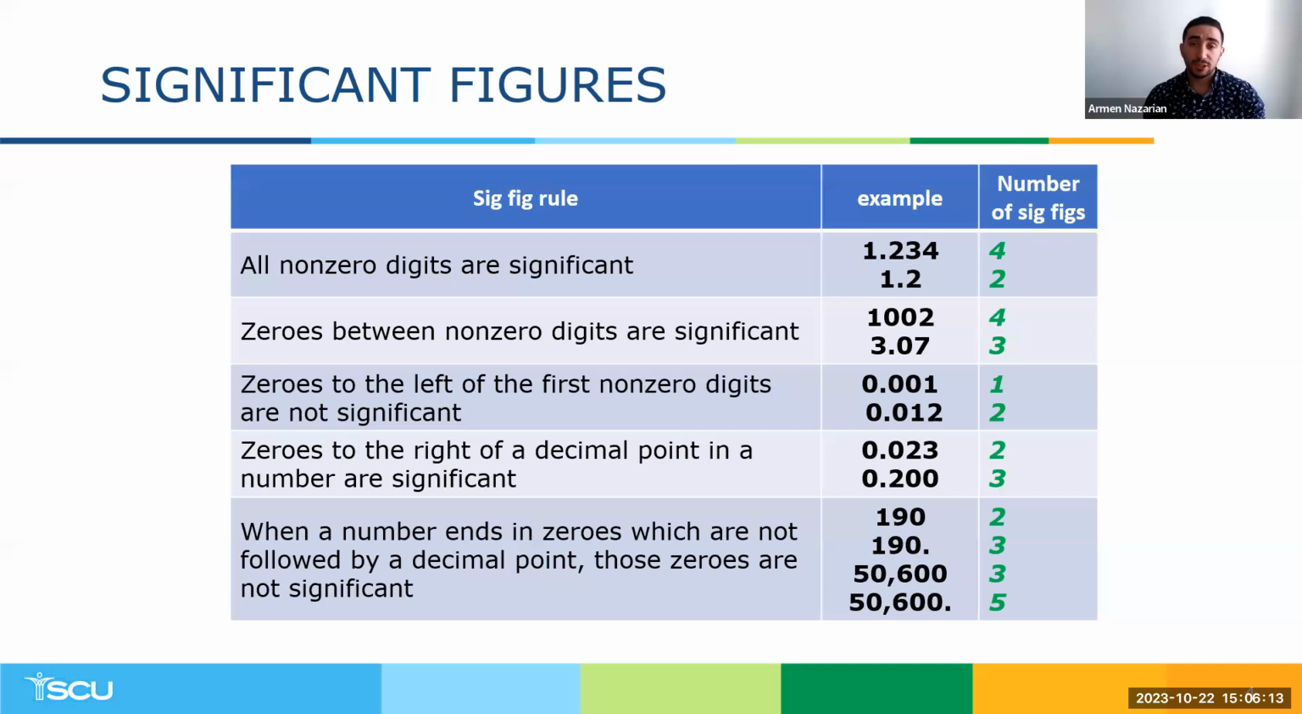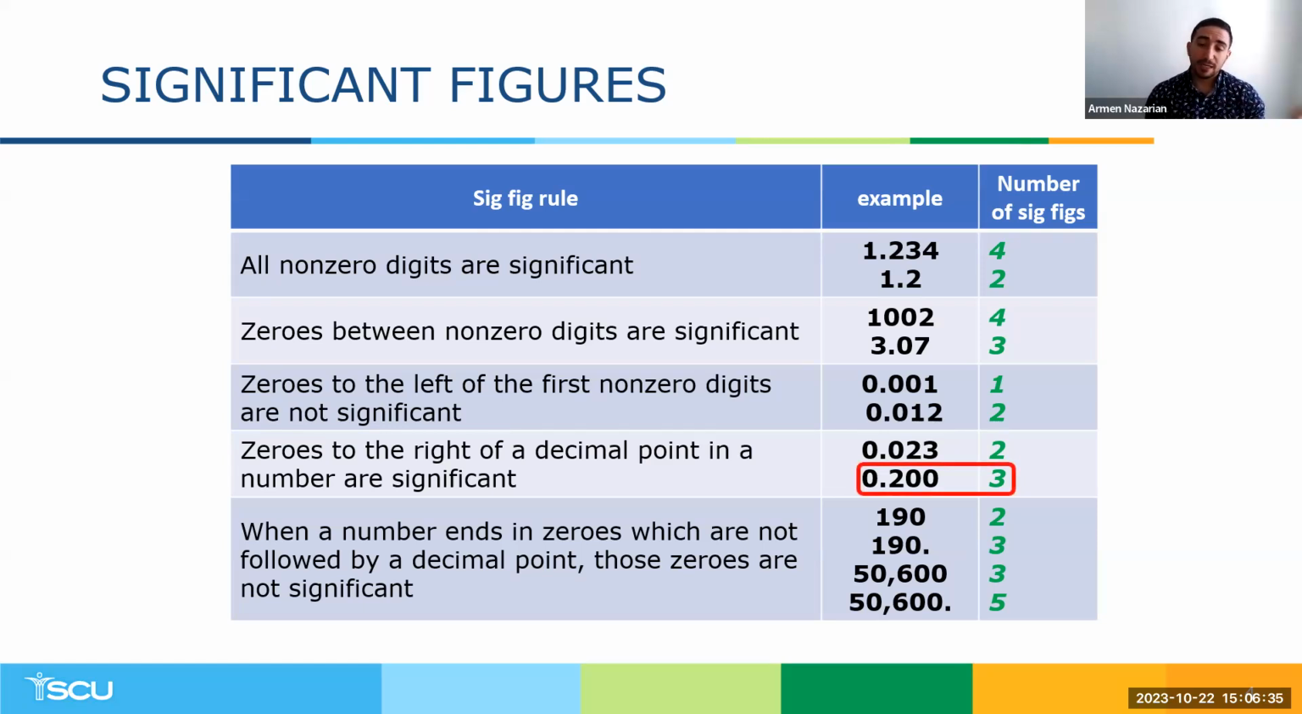All non-zero digits and zeros that are sandwiched between them are considered significant figures. Zeros that come before a non-zero digit do not count as significant figures, but zeros that come after a decimal point and after a non-zero digit do count as significant figures. That's why 0.200 has three significant figures.